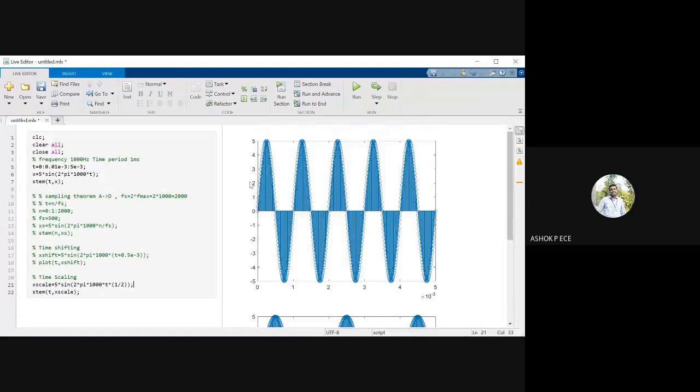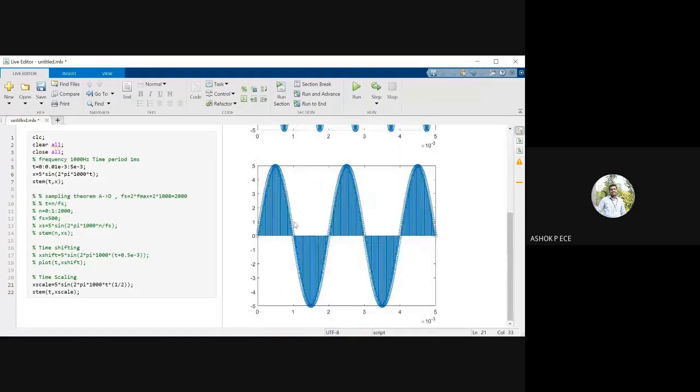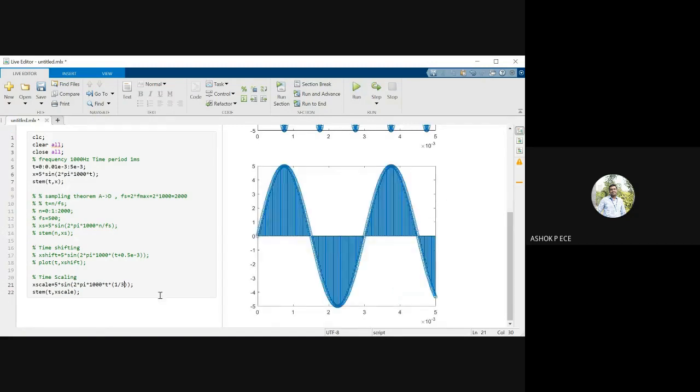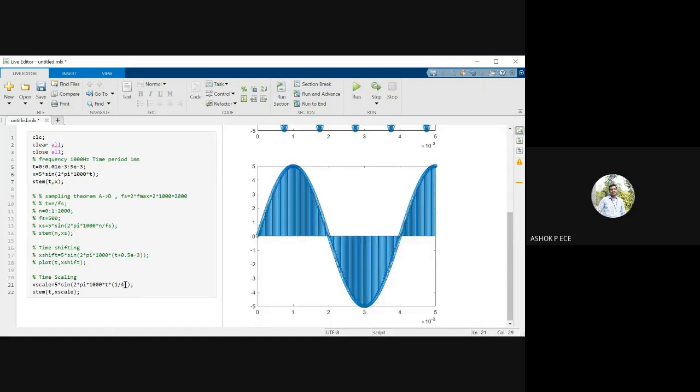See, in the place where I have 5 cycles, here I have only 2.5 cycles because I have multiplied by the scaling factor half. I hope it is clear. I will increase it to 1 by 3. Let's see the difference. Just feel the effect of DSP on your signal. 1 by 3, 1 by 4, 1 by 10, 1 by 100.